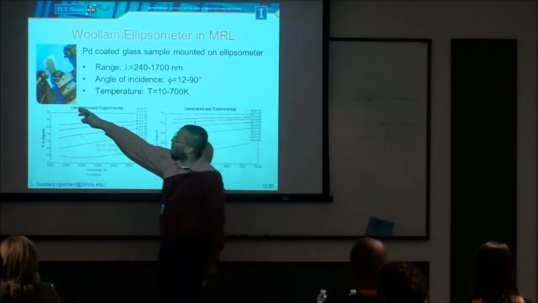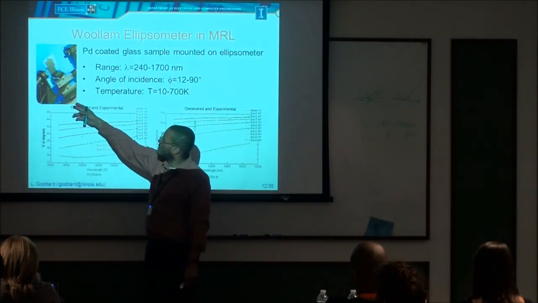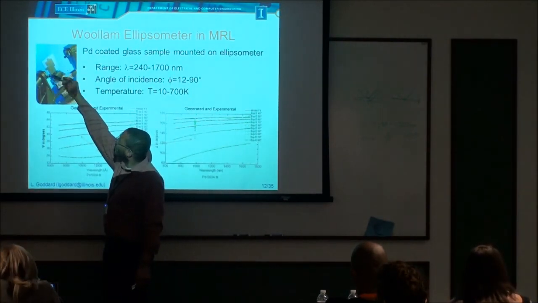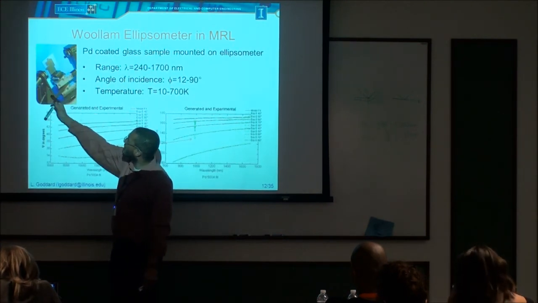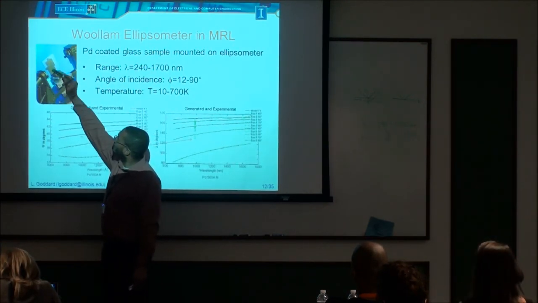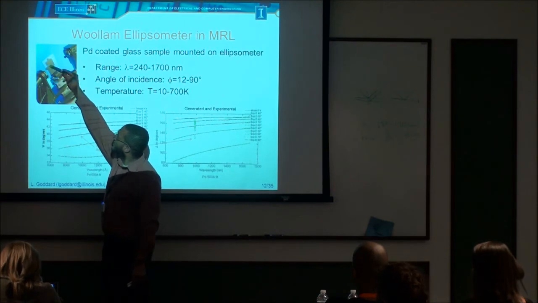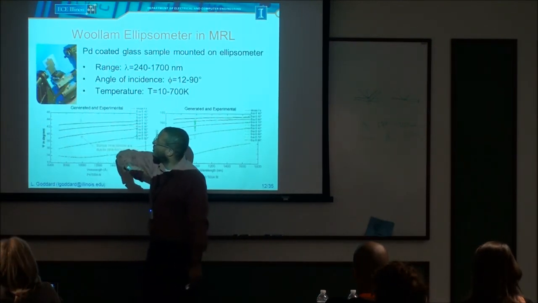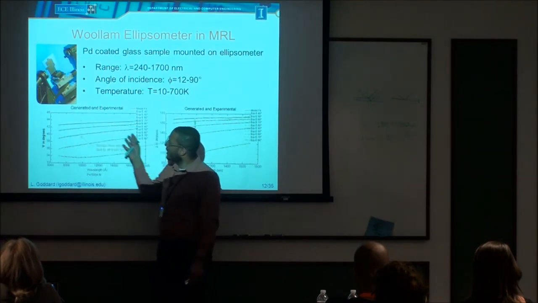So this is some typical data. This is a picture from MRL, the Materials Research Lab on campus. You place your sample, there's a light source. The light source is on a rotating stage. So at different angles, you're going to measure the reflection off the sample. This is a glass sample with a thin layer of palladium on it. And this is the data that it generates.